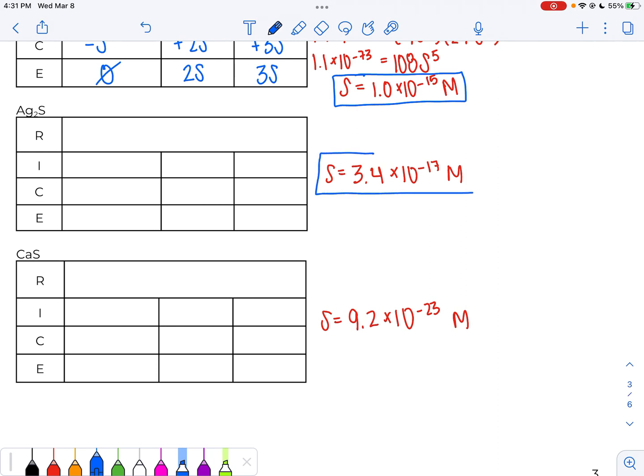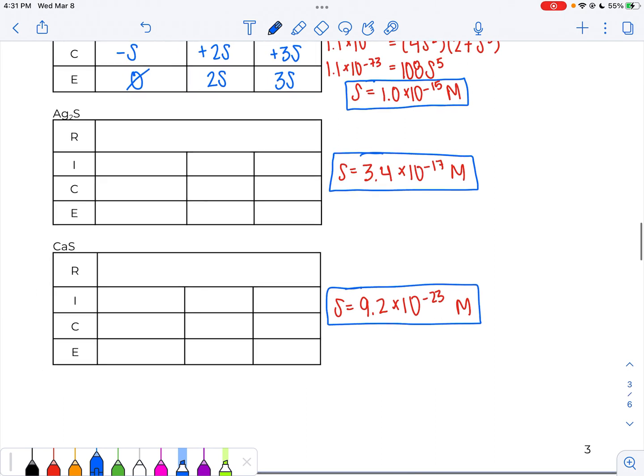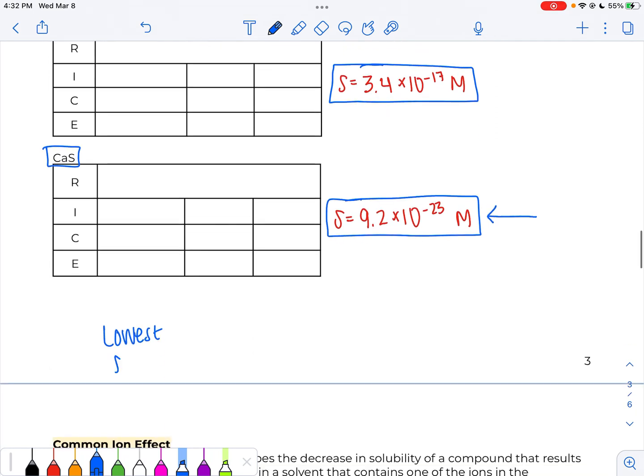Okay, so here are our S values. Now what we can do is compare these together to figure out which will have the lowest versus the highest solubility. So now we're looking at our S values because S is solubility. This number is clearly the smallest, which means that calcium sulfide is going to have the lowest solubility.